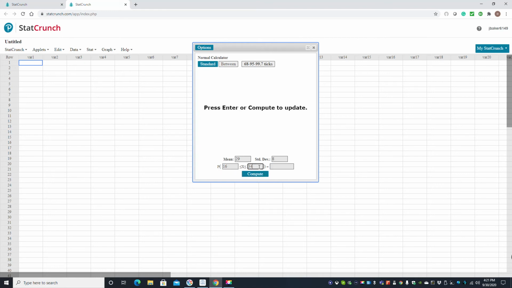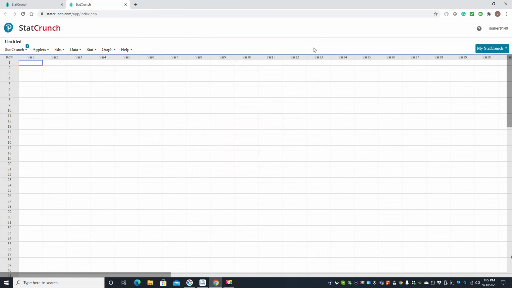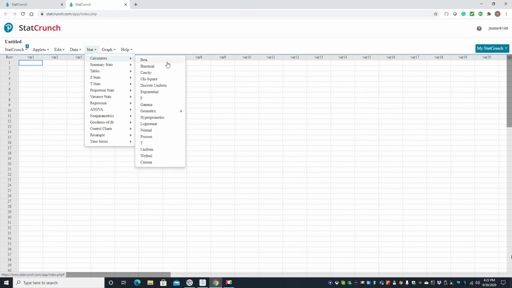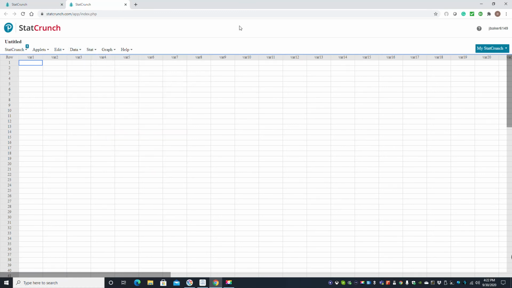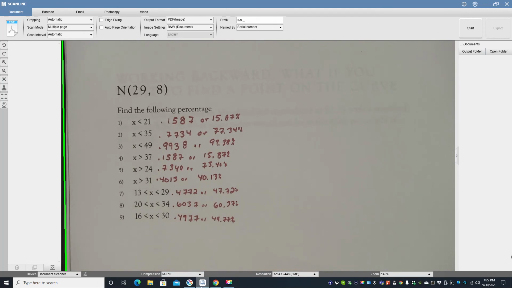Just type in 16 to 30. Hit compute, and that gives me 0.4977 or 49.77%. And realistically speaking, it doesn't matter if you have the percentage or the decimal; they're still considered the proportion of data. And just to make sure you go again, it's stat calculators, and then you hit normal, and then fill your stuff in. And then, just so you can see, there's all of my answers right there.